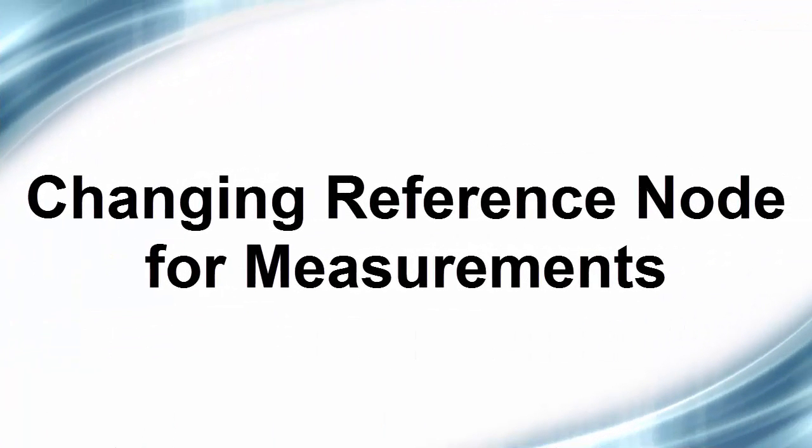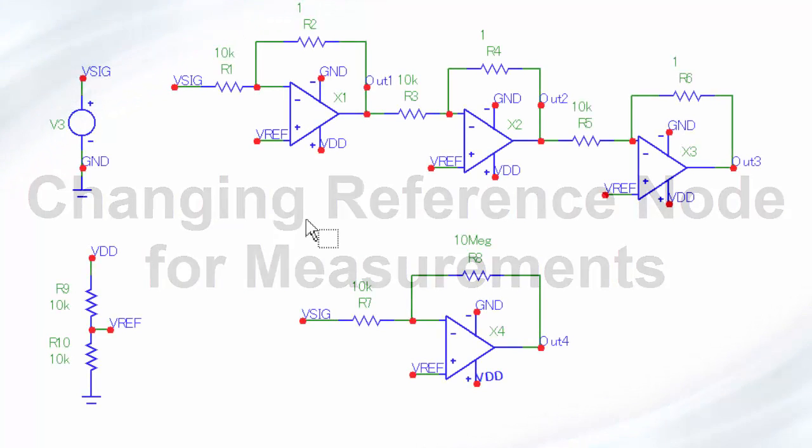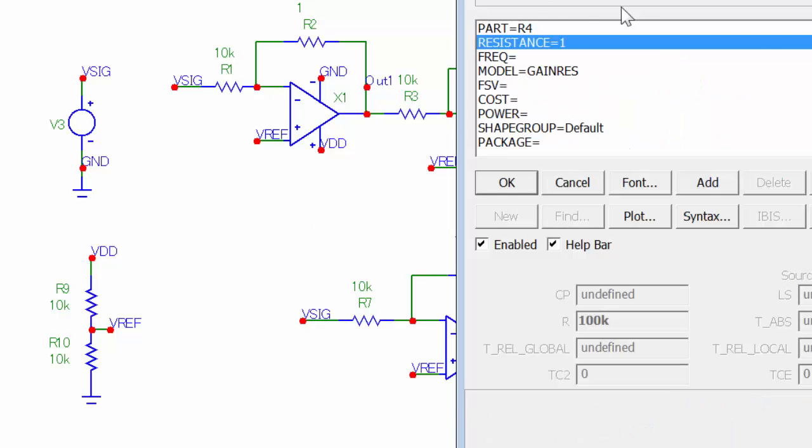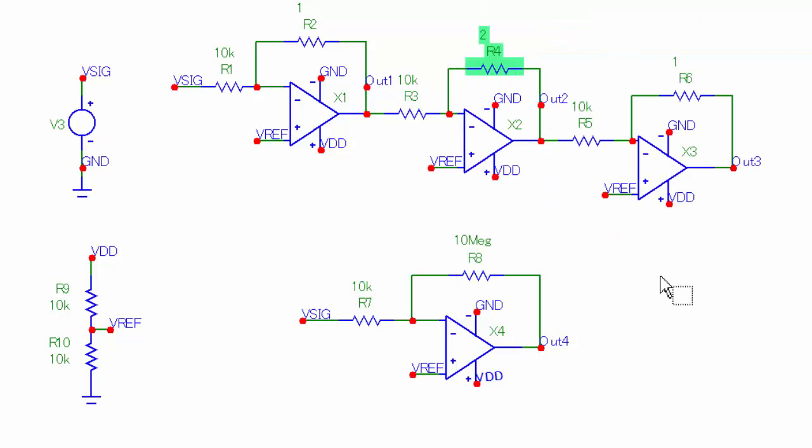The next thing I would like to show you is how to obtain plots of voltage gains from one node to another instead of with reference to the original signal source. In this circuit, the original signal source is V3. Let's say we wanted to investigate the gain of only a single stage. Let's say we increase the gain multiplier on R4 to 2, and we want to know what is the gain from the first output to the second output, so out 2 over out 1.